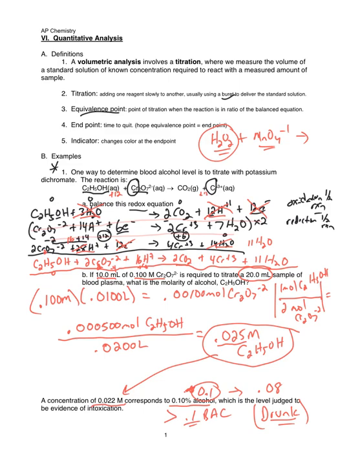You do the mole ratio from the balanced equation, and then you figure out the concentration or the mass by knowing the mole quantity of the substance that you analyzed.